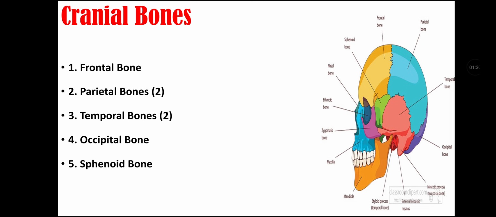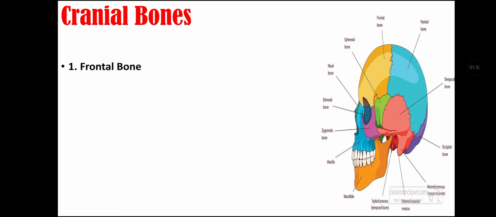Next cranial bone we have is sphenoid bone. As you can see in diagram, the green color bone that is sandwiched between frontal bone, parietal bone and temporal bone is sphenoid bone. And next cranial bone we have is ethmoid bone. You can see it from the eye orbital cavity a little bit. Now let's talk about these cranial bones one by one.